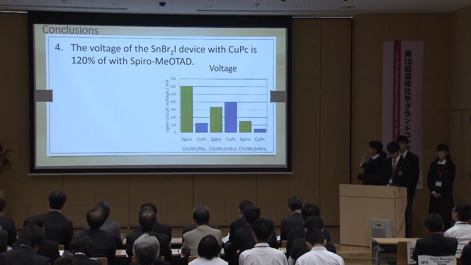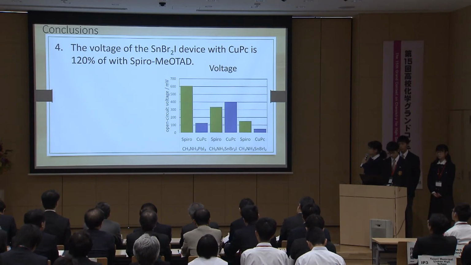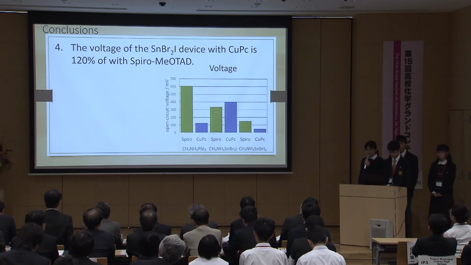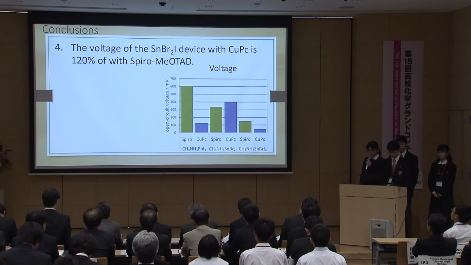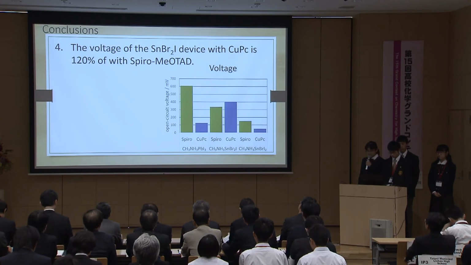Last, the vertical axis is open circuit voltage, and the green bar graph is the device with spiro method, and the blue bar graph is the device with copper cyanide. By using copper cyanide as hole transporting material, we can successfully develop the perovskite solar cells with PbI3, SnBL2I, or SnBL-I2. More surprisingly, the SnBL2I device with copper cyanide marks 20% larger voltage than the spiro method.